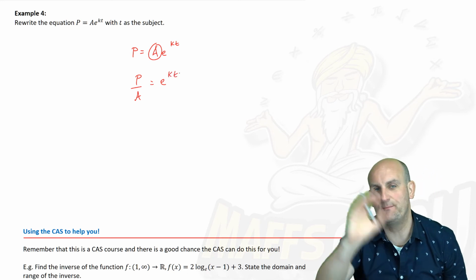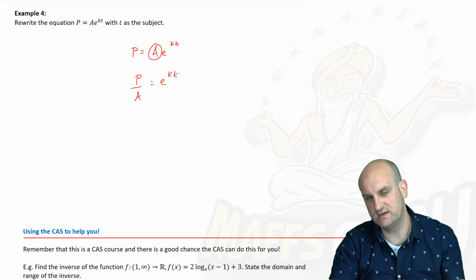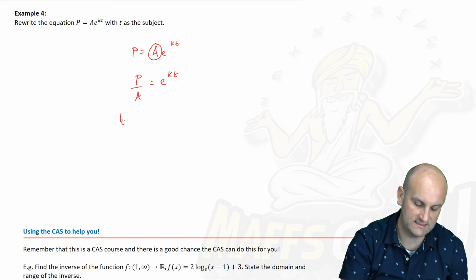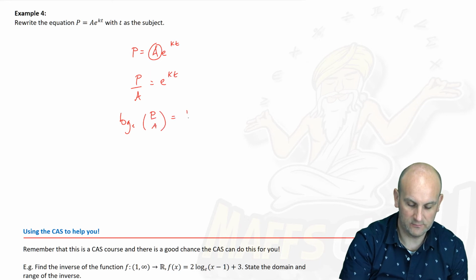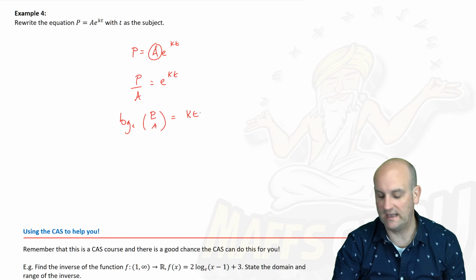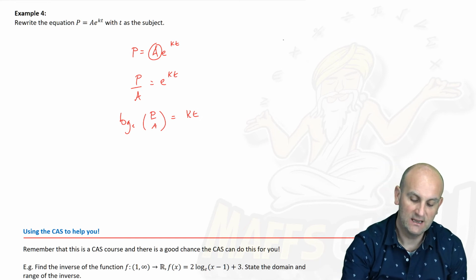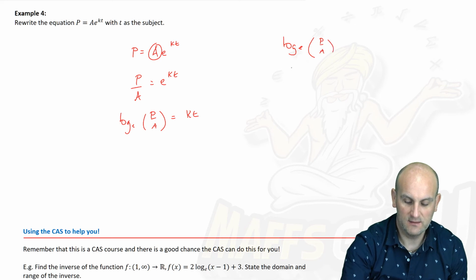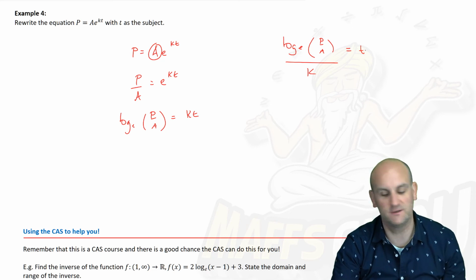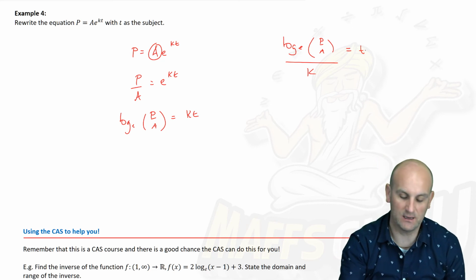Right, I've got e to the power of something. What am I going to do to get rid of that? I'm going to log both sides, absolutely, base e. So I get log base e of p on a is equal to kt. And divide both sides by k. Yes, now there's lots of ways of doing this. Lots of my students went log of e of p of a divided by k is equal to t, and unfortunately that just looks gross. You've effectively got a fraction on a fraction, which mathematically isn't particularly nice.